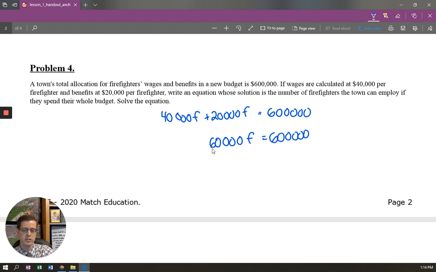And this is multiplication, and the opposite of multiplication is division. So if I divide by 60,000 on both sides, 60,000 divided by 60,000 is 1. So that leaves me with F equals 10. So they can hire 10 firefighters.